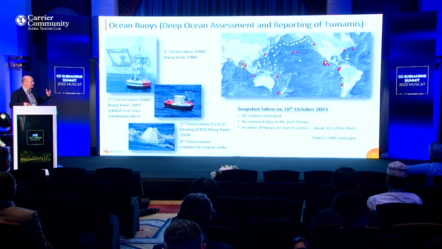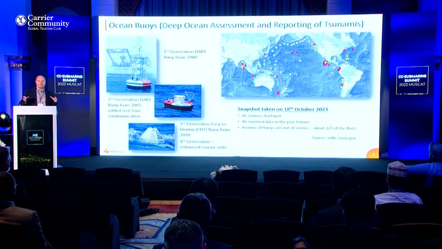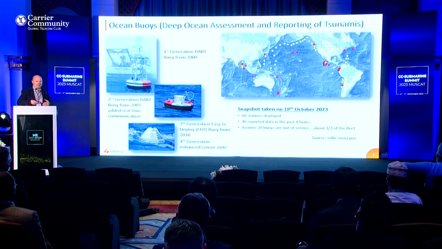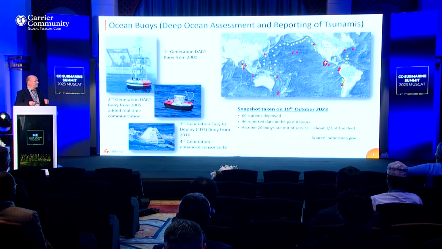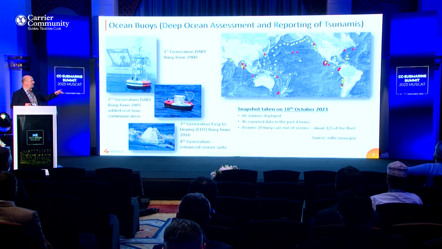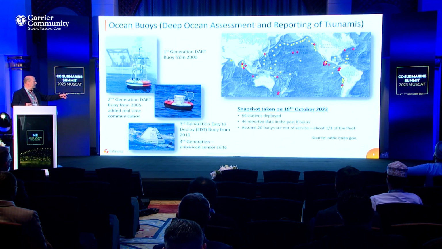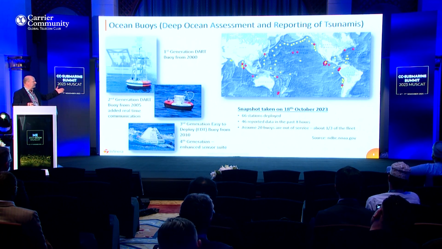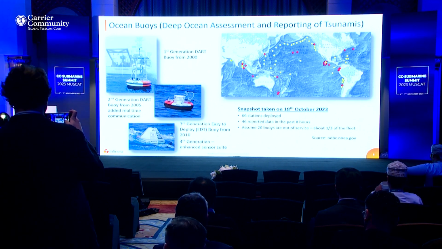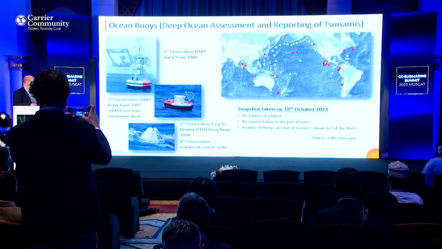The yellow diamonds are all the DART buoys that are operational, and they are providing telemetry data continuously. But the red ones are the ones that have not provided data for the past 8 hours. I assume they're out of service. So you can see a third of the fleet is out of action, if you like. Again, the issue with the buoys is they are close to the shore.